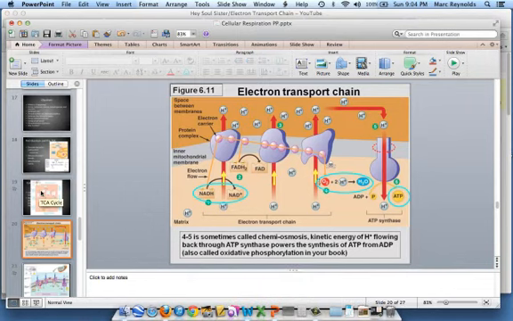You're probably like, I can't take any more. But you can. And you will. All right. Yeah, the electron transport chain. This is really where it all comes together.